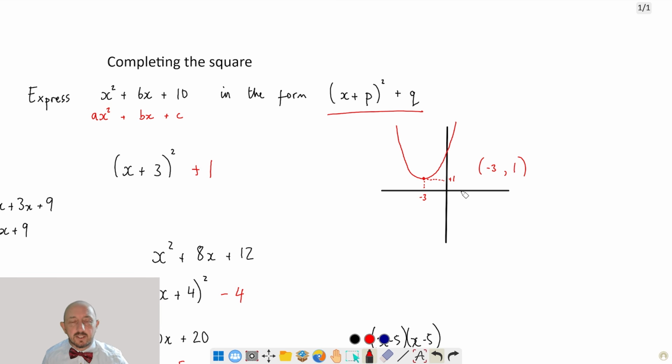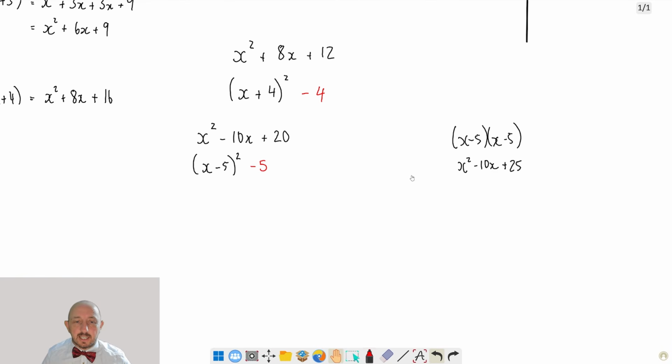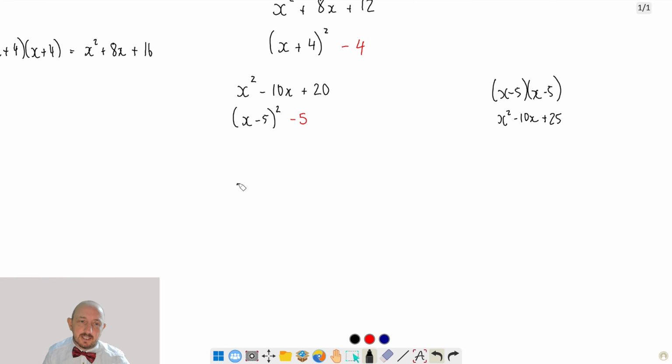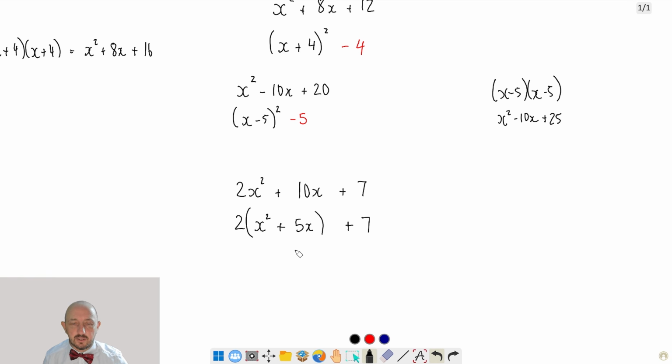So if you're ever asked to find the coordinates of the minimum point of a quadratic, then you can use completing the square to help you. Okay. The next level up is when we have a number in front of the x squared, like 2x squared. So what happens here? Well, whatever the number is in front, we take that out as a factor for the first two terms. So 2 times x squared, and then the 2 into 10x goes 5x, like that. And we just leave this plus 7 as it is. So we just factor out the 2 from these first two terms.